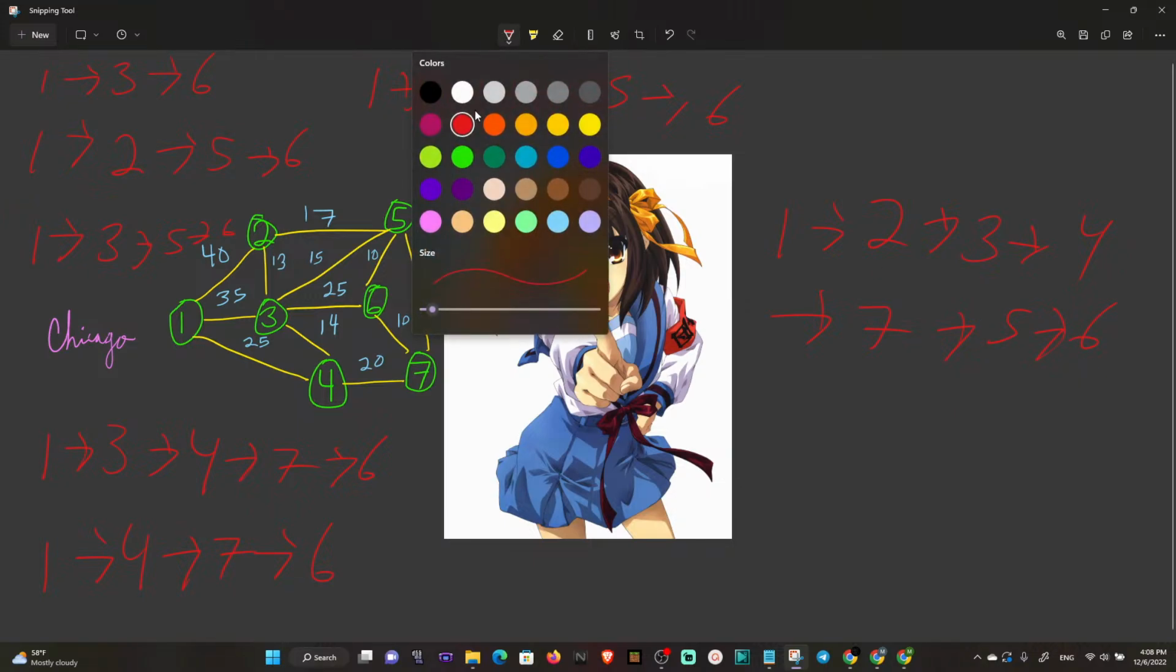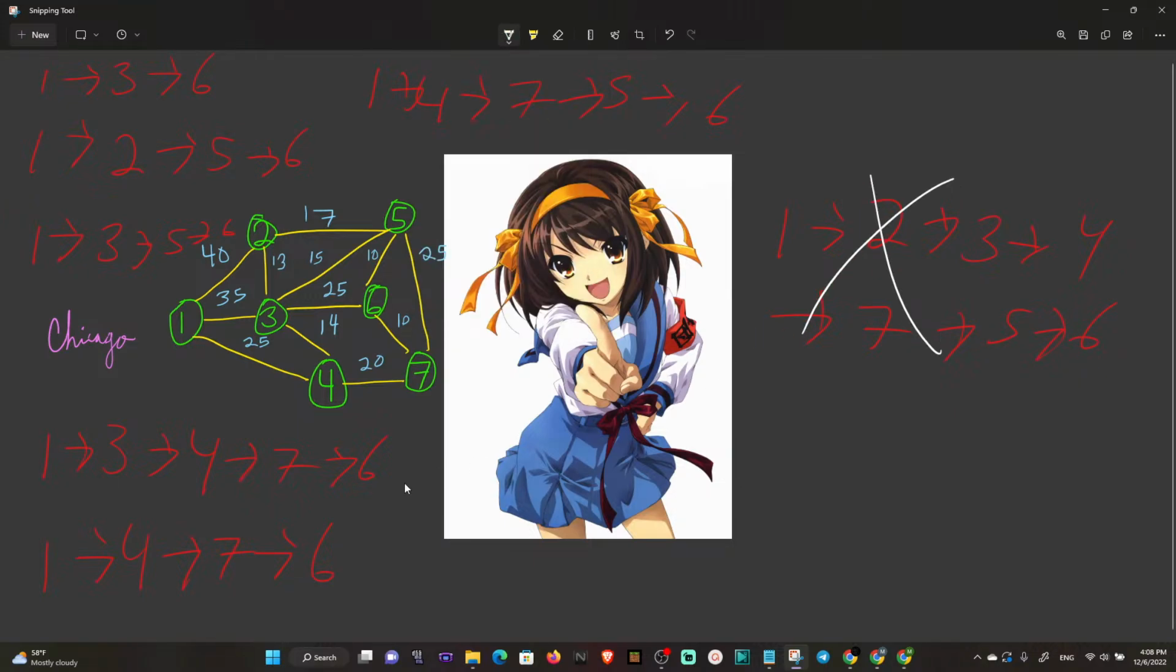So let's immediately cut some out that we don't need. This one's gone, it's too long. Now let's start going to 1 4 7 5 6. 1 4 7 6, so this one's too long. 1 3 6 seems valuable, so that's a 60, because 35 plus 25 equals 60. 1 to, so we have 40 plus 17 plus 10. 57 plus 10 equals 67. Too long.